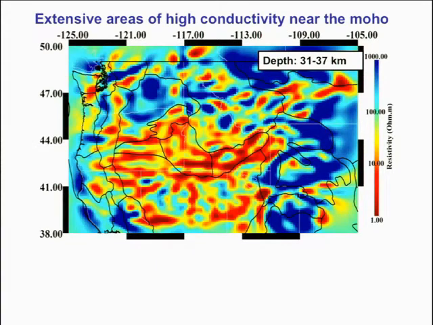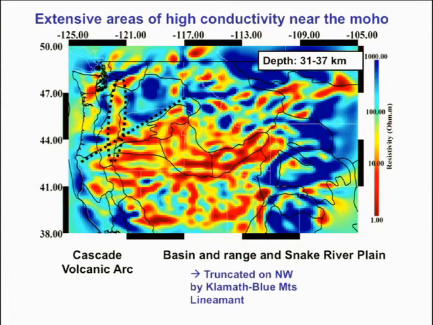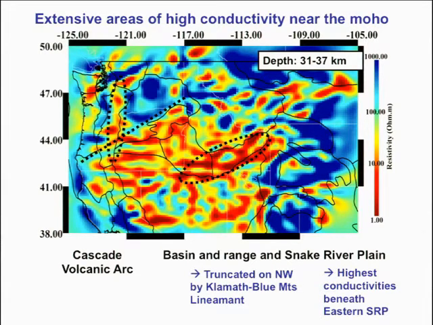So looking at it in plan view, the first point that I want to make is that there are extensive areas of high conductivity near the Moho. And this is a 31 to 37 kilometer depth range. You can see elevated conductivities beneath the Cascade Arc here. There are elevated conductivities throughout the Basin and Range. They're truncated at this so-called Klamath-Blue Mountains lineament right here. The highest conductivities are seen beneath the Snake River Plain, the Eastern Snake River Plain.